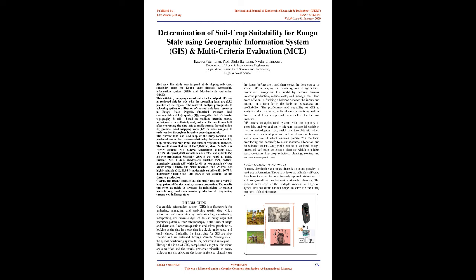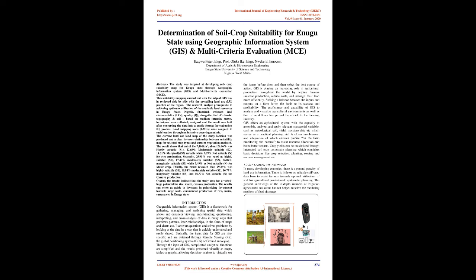The research analyzed prerequisites to achieving optimum utilization of the available land resources in Enugu State, Nigeria. Standard relevant land characteristics, LCS, quality, Q, alongside that of climate, topography and soil, based on medium-intensity survey techniques, were collected, analyzed, and the result was held after converting the data into a usable format for the evaluation process. Land mapping units, LMUs, were assigned to each location through an intensive querying analysis.